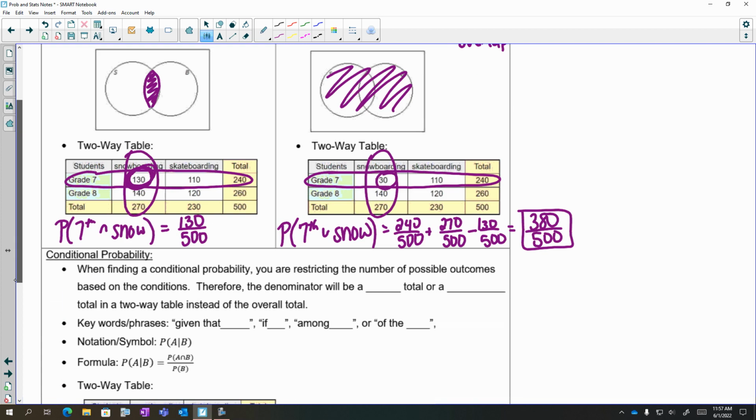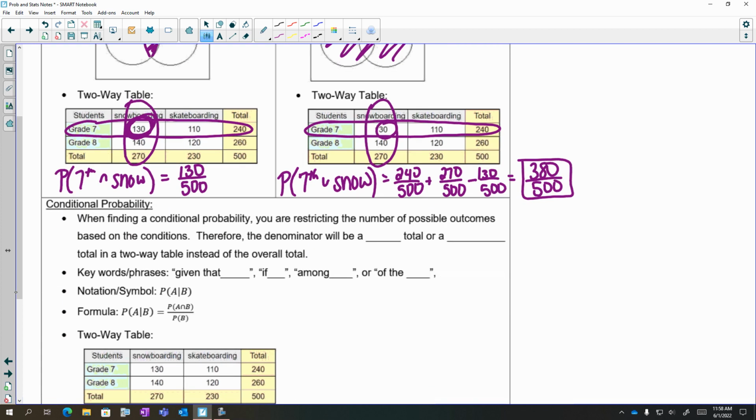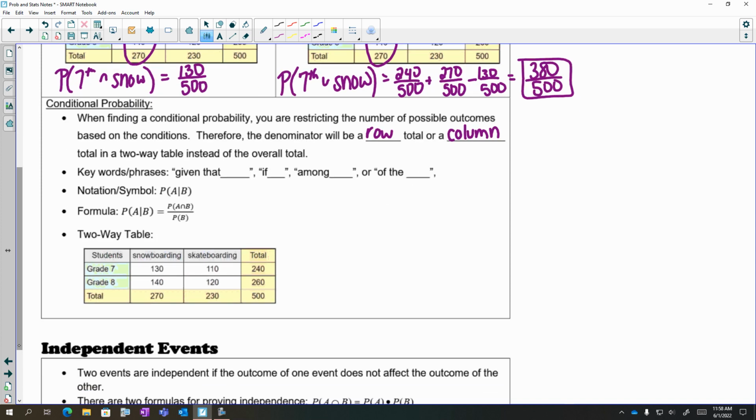Conditional probability. When we're finding conditional probability, we're restricting our possible outcomes based on the condition. The denominator will be a row total or a column total. You're looking for key phrases like given that, if, among, of. Notation is the slash. Your formula is given here.